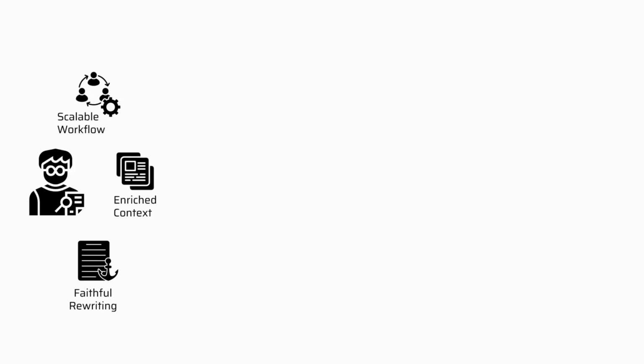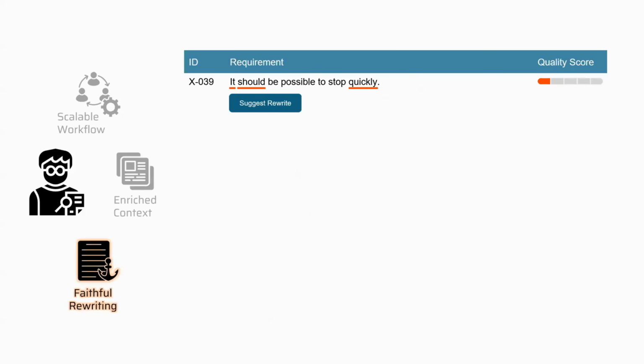Now, thinking back to Ron and his team, this is where the questions become very practical. So let's now preview a few illustrative next steps within each guiding theme, examples of how these ideas could unfold in real-world practice. So starting with faithful rewriting, and a situation that Ron's team encounters frequently. An author captures the intent early on, but not all the details are there yet. So let's consider the requirement shown here. It should be possible to stop quickly.